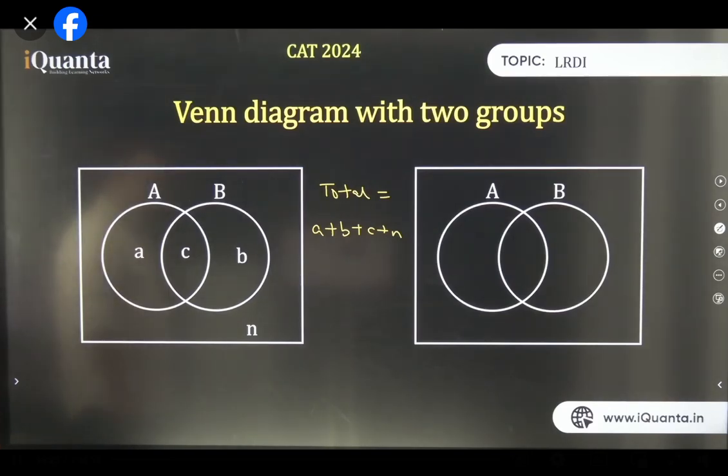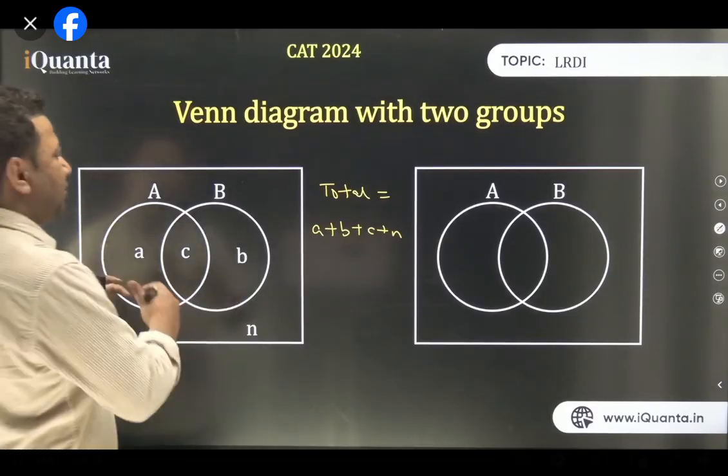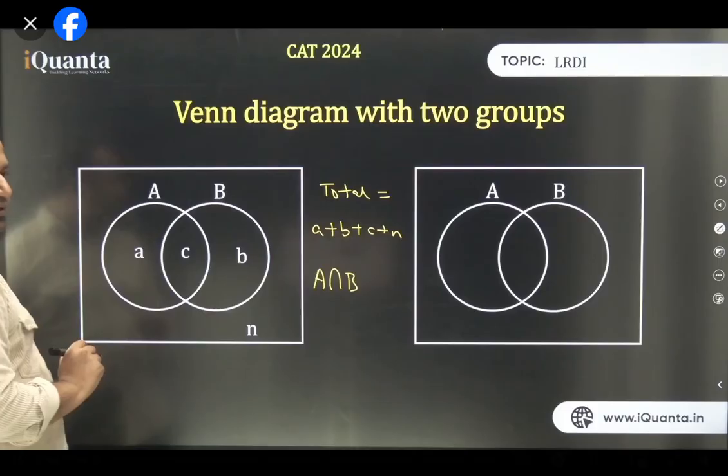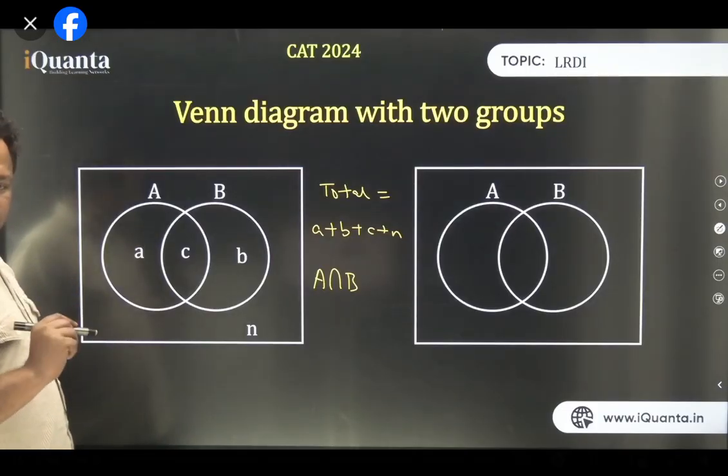A includes C also, so what? C will not be repeated, Pratham. C won't be repeated. Intersection. Things which are common to both the sets. A intersection B. Common to both the sets. Which elements are common to both?